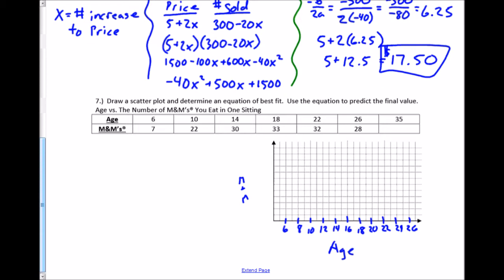For the M&Ms, I got to start somewhere around 7. So maybe I'll start here at like 5. And now I'm just going to plot each of these values. So let's see, I've got 7, 5, or sorry, 6, 7. Right around here. 10, 22.